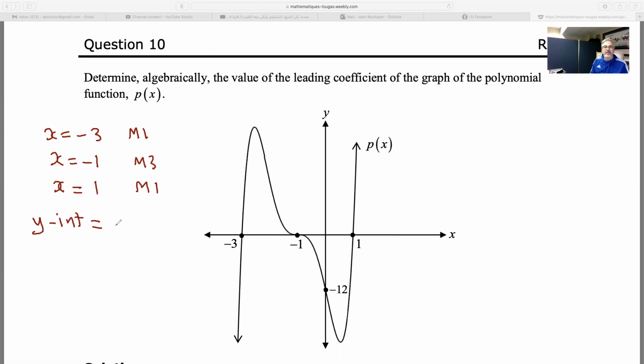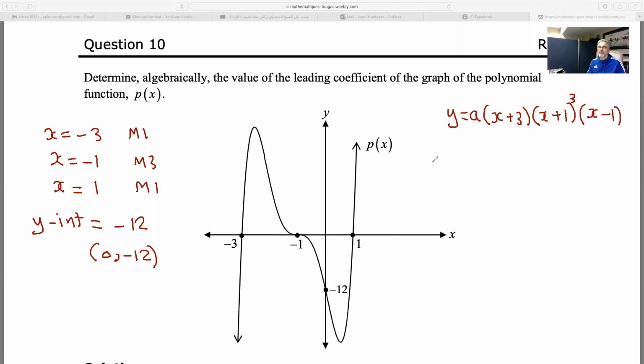That is -12. So basically, I have a point at (0, -12) that I'm going to use to find out what my leading coefficient is. If I start writing the answer, I'm going to write y equals a(x + 3)(x + 1)^3. Because it's a multiplicity of 3, it has an exponent of 3. And then I have (x - 1). Now I'm going to use this point (0, -12) to solve for a.